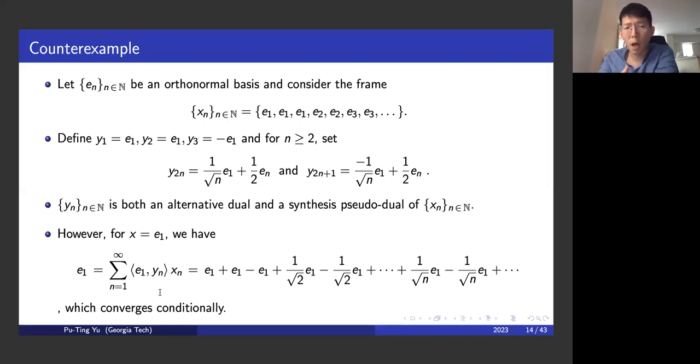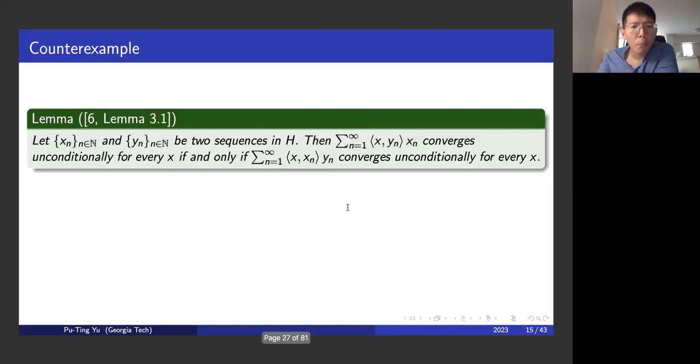So we just established a counterexample for the case of alternative dual, but we still need a counterexample for the case of synthesis pseudo-dual. And note that the sequence yn we constructed here is both an alternative dual and a synthesis pseudo-dual associated with xn. So to find a counterexample for synthesis pseudo-dual, we need the following lemma. So here's the lemma. Assume that xn and yn are two sequences in H. Then this lemma says the sum of xn multiplied by the inner product of x and yn converges unconditionally for every x if and only if, when we interchange the positions of xn and yn, we still get unconditional convergence for every x.